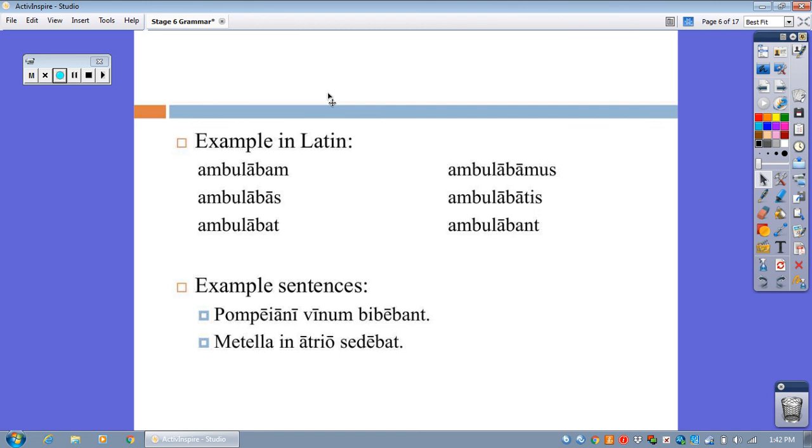So if we look at that verb ambulat, meaning to walk, or literally he or she is walking, and we wanted to change it to the imperfect tense, this is what it would look like. So ambulabam, I was walking, ambulabas, you were walking, ambulabat, he, she, it was walking, etc. Some other example sentences that you're going to see in your stories. Pompeiani vinum bibebant. The Pompeians were drinking wine. Metella in atrio sedebat. Metella was sitting in the atrium.